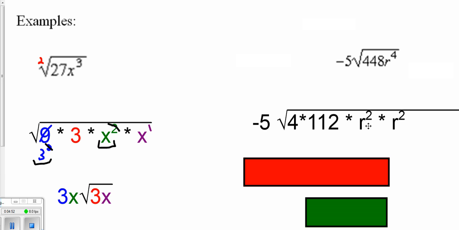R to the 4th power we broke into r squared and r squared. Now this one we can find the square root of. But 112, we don't know the square root of it. So we want to keep breaking it down until we know for sure that there's nothing else we can get a square root out of.